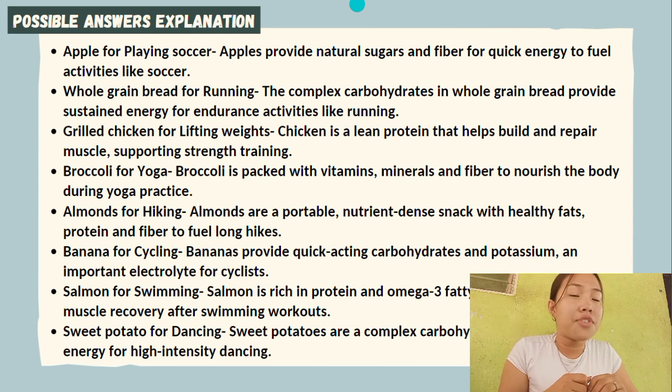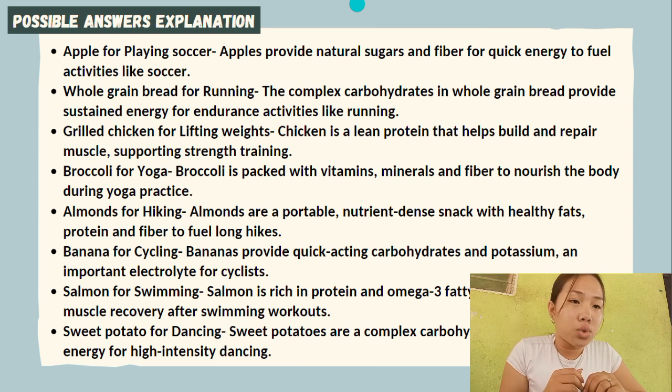Next is the broccoli for yoga. Broccoli is packed with vitamins, minerals, and fiber to nourish the body during yoga practice. Next is the almond for hiking. Almonds are a portable, nutrient-dense snack with healthy fats, protein, and fiber to fuel long hikes. Next is the banana for cycling, which provides quick-acting carbohydrates and potassium, an important electrolyte for cyclists.